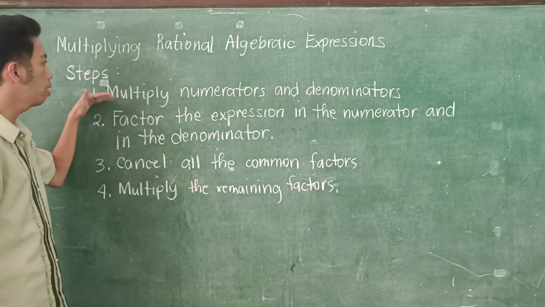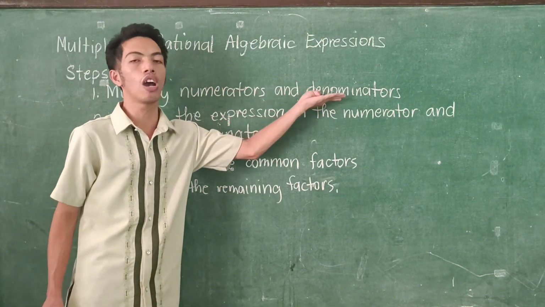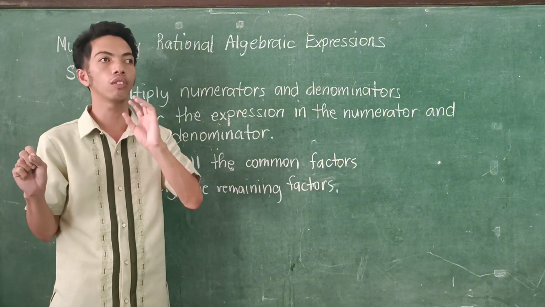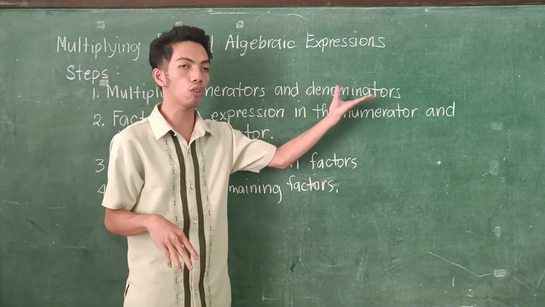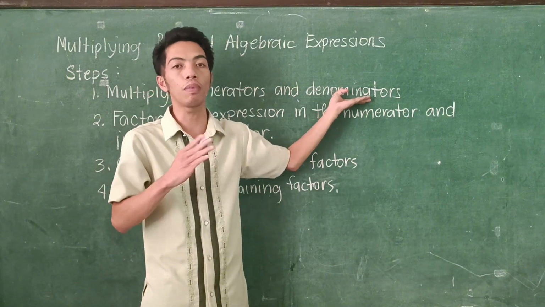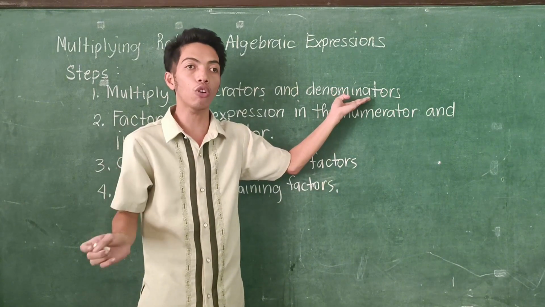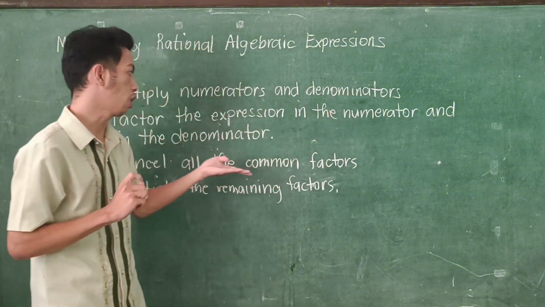Step number 1, multiply numerators and denominators. Ang ibig sabihin nito, yung numerator at saka yung numerator ng isa ay i-multiply, and then yung denominator ng una at denominator din ng isa ay i-multiply. So basically, we are multiplying directly numerator by the numerator and denominator by denominator.